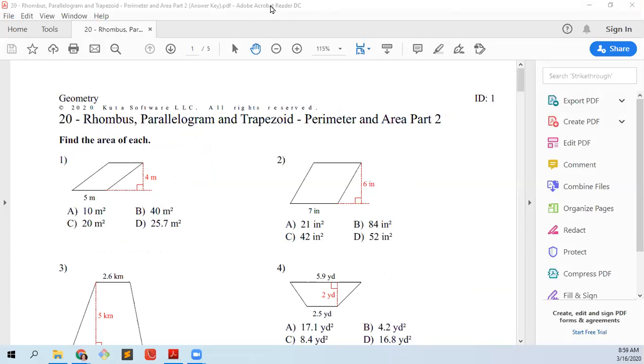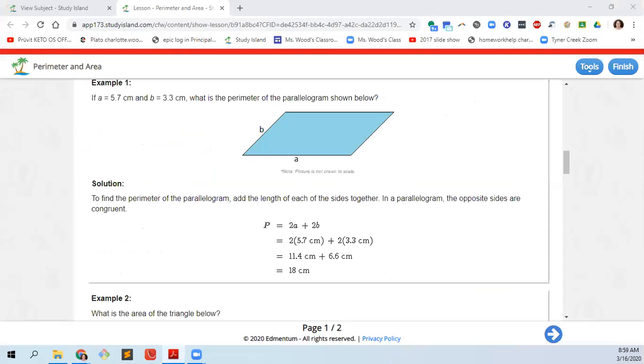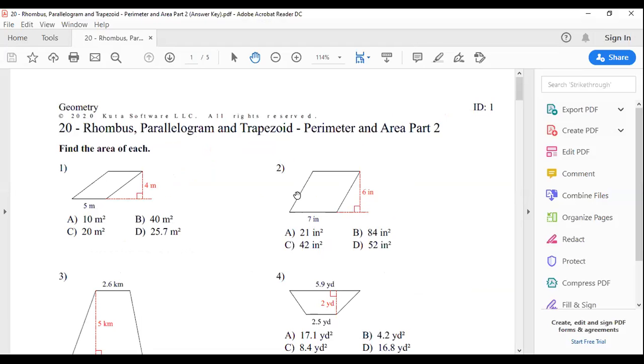Let me hold on one second. I'm going to move this to a different screen. There we go.